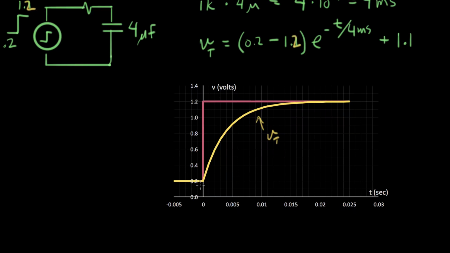And if you go back and compare this to what we sketched at the beginning, it'll look pretty similar. So the output voltage, the voltage on the capacitor here, starts at V naught, which is 0.2. It ends up at Vs, which is 1.2 in this case, and that's the forced response up here. And in between, it did that smooth exponential curve. That's what the step response of an RC circuit looks like.